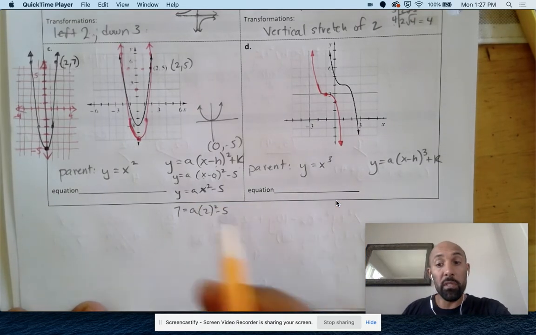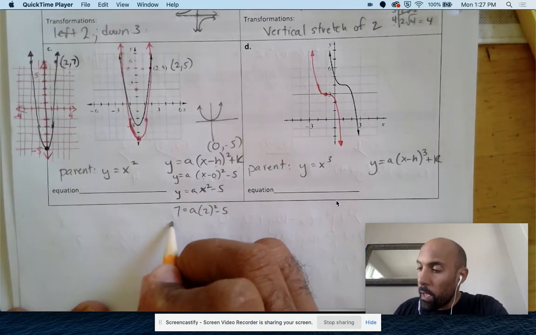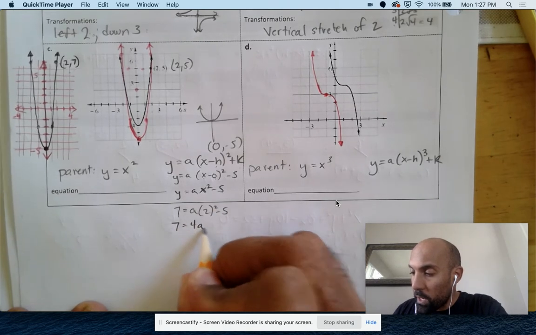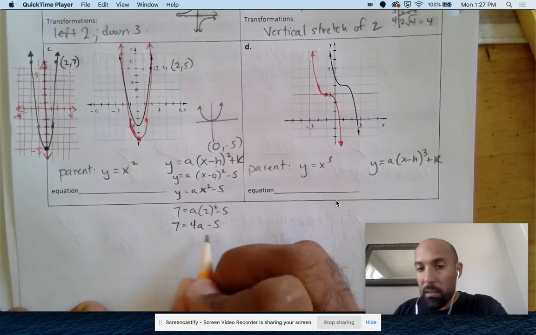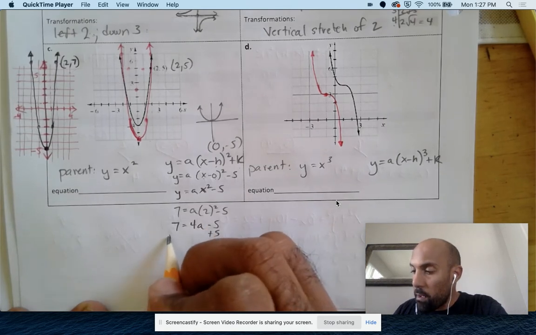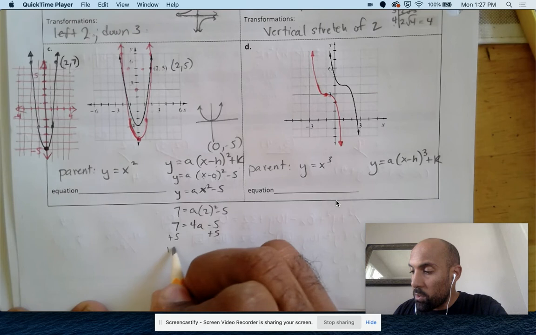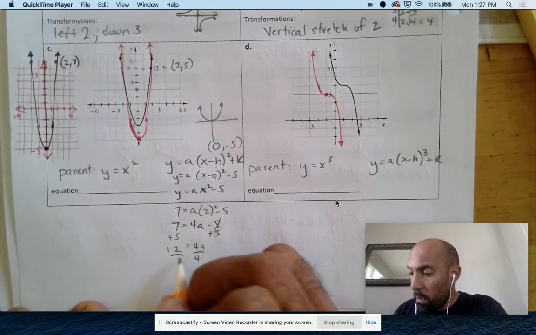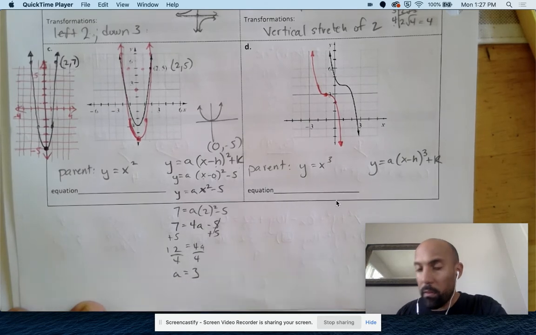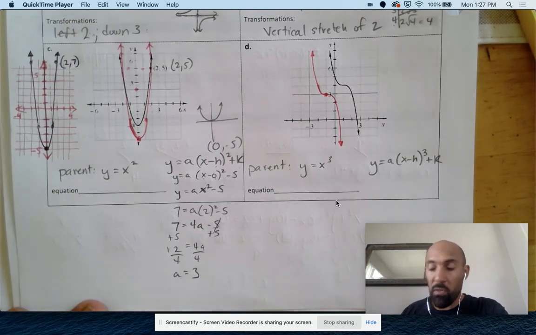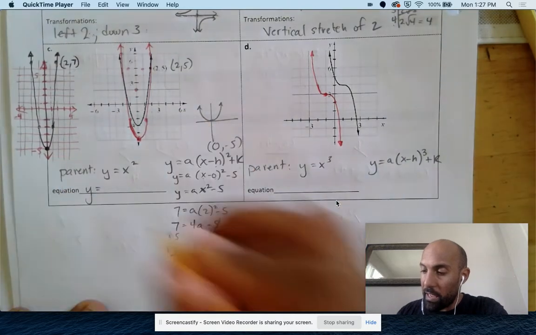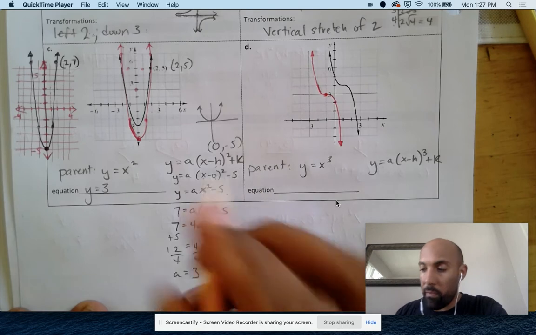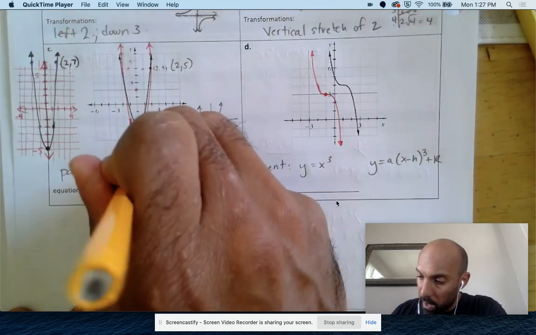Okay, so now all I'm doing is solving for a. Okay, so now here 2 squared is 4. So this is 4 times a. And then I just keep solving. So add 5 here. It's going to be 12. And then divide by 4. So a equals 3. Okay, so now my a is 3. So now I can complete the equation. So the a is 3. And then I have x squared minus 5. So 3x squared minus 5 is my final equation.